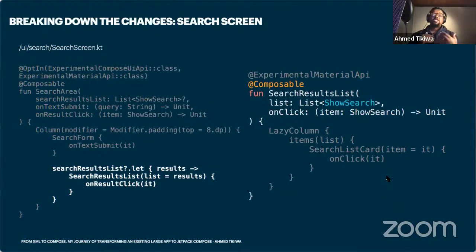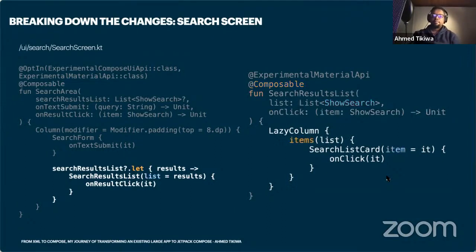My search results list composable takes two parameters, the list to be displayed and a function argument, which will be the on-click event containing the search result item. So on the left-hand side, this is how I'm calling it, and on the right-hand side is how I have defined it.